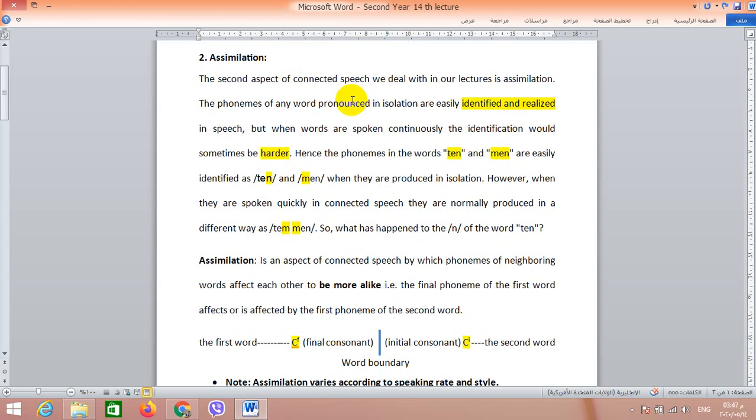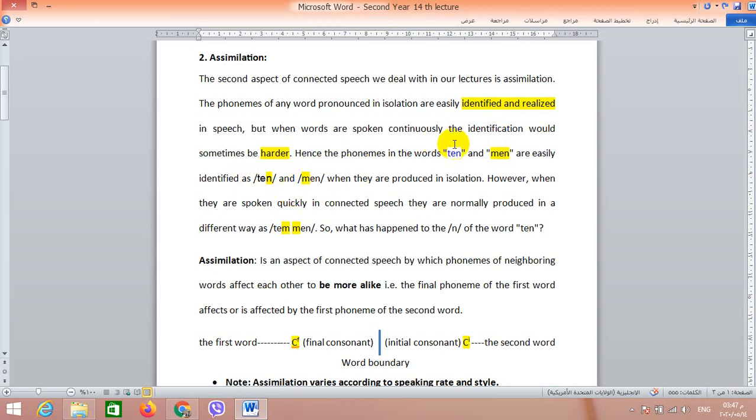It's related to the way adjacent or neighboring sounds are pronounced. You need to know that the phonemes of any word pronounced in isolation can be easily identified and realized in most cases. So, for example, if we take this word 'ten', I can tell that we have three phonemes: t, e, n. 'Men', the same, we have three phonemes. Whenever they are pronounced in isolation, individually, each one is pronounced alone.